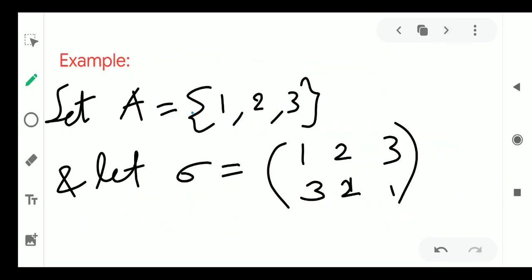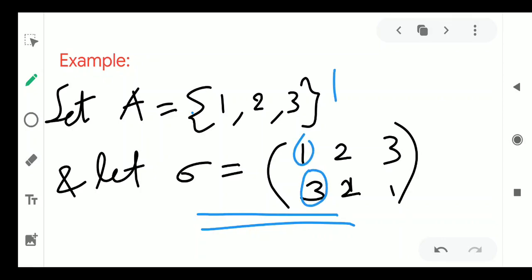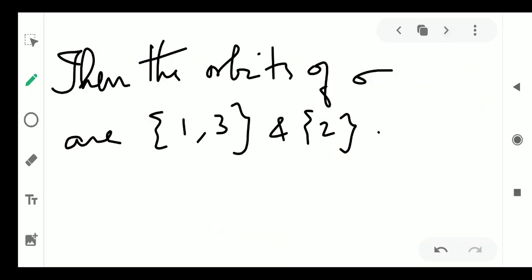So, for example, if you take A as {1, 2, 3}, and take this as a permutation, what are the orbits of sigma? You can see the image of 1 is 3, so 1 is mapped onto 3. Now what about 3? 3 is mapped onto 1. Therefore, 1 and 3 will be in one orbit, because sigma of 1 is 3 and sigma of 3 is 1. Therefore 1 and 3 are related, and they form an equivalence relation.